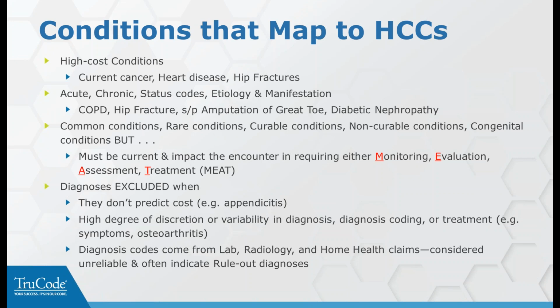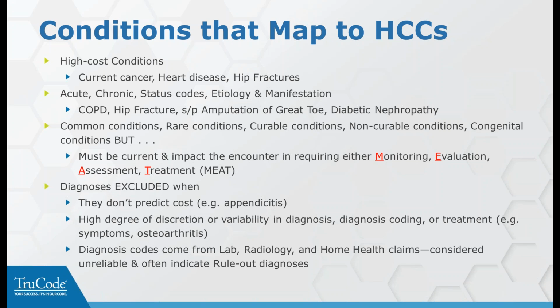So the conditions that map to the HCCs are listed here. A lot of the high-cost conditions that are obvious, like cancer, heart disease, hip fractures, etc. It includes both acute and chronic codes. Status codes, interestingly enough, there are some of those that have a big impact on this as well. Etiology manifestation codes. Common conditions, rare, curable, non-curable, congenital. The big factor here is that it has to meet the MEAT criteria. In other words, they had to have monitored, evaluated, assessed, or treated that particular condition in order for it to be counted in the HCC rating.